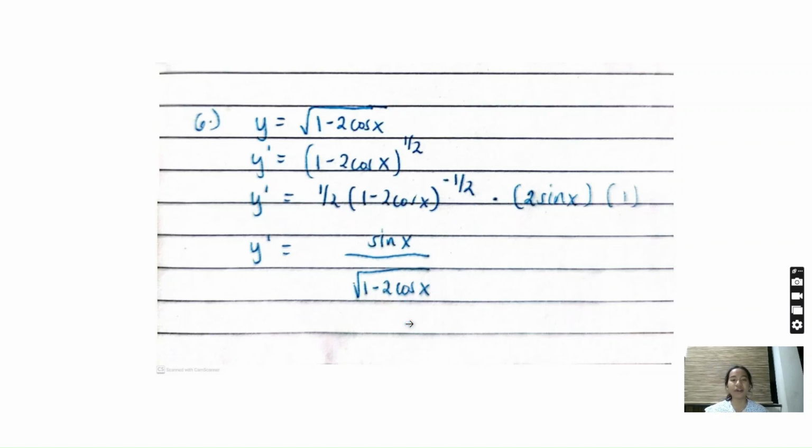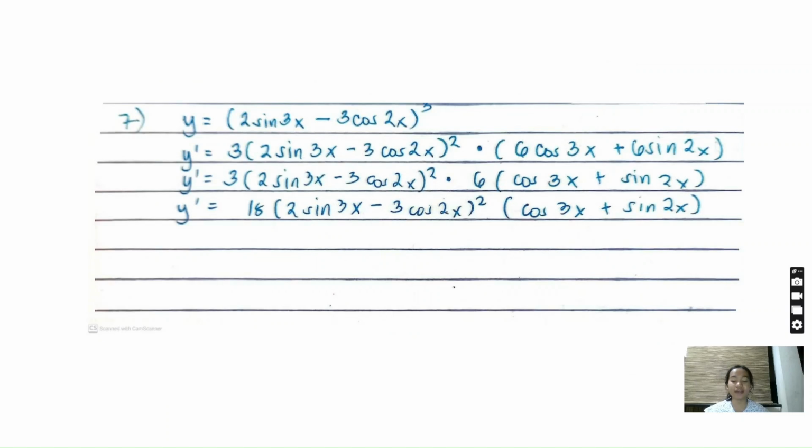Now to move forward, we are now in our number 7. So we have here our function given y equals 2 sine 3x minus 3 cos 2x to the third. So y prime equals 3 times the quantity of 2 sine 3x minus 3 cos 2x to the second times 6 cos 3x plus 6 sine 2x.